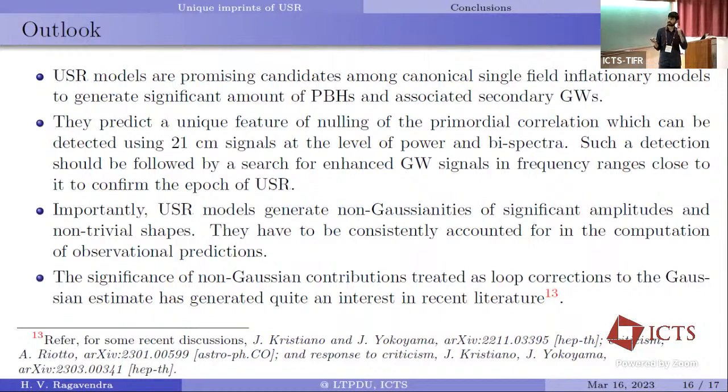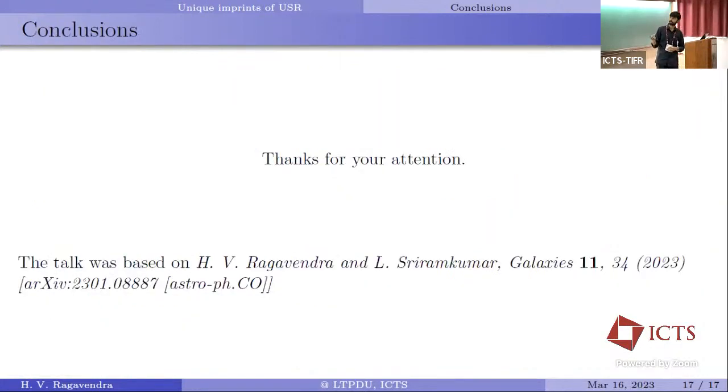Importantly, ultra-slow roll models are highly non-Gaussian in the generation of their fluctuations, and they have to be accounted for in the computation of observables. And there is a significant effort in the contemporary literature where they treat these loop corrections as loop corrections to the Gaussian estimate arising from higher order correlations. So with that, I thank you for your attention, and I can take questions.